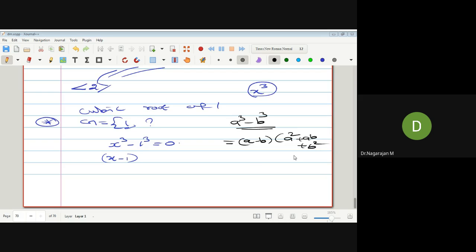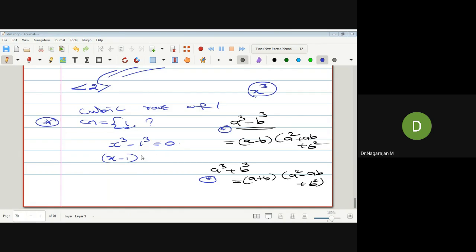Similarly, what is the formula of a cube plus b cube? Using the same process, a cube plus b cube: a plus b, sir. A plus b into a square minus ab plus b square. This is a very important formula. We already studied this type of formula in 10th standard. Please recall this formula and simplify this result.